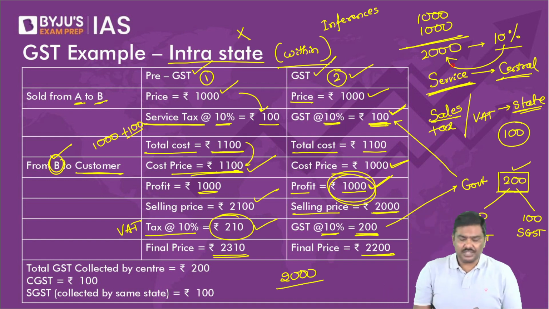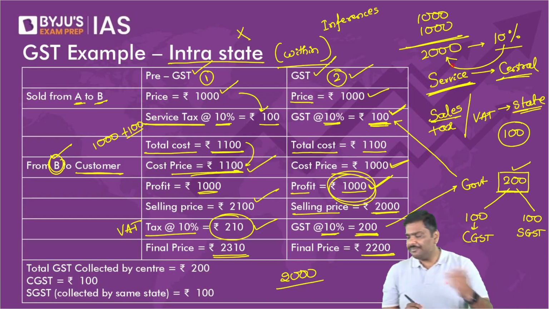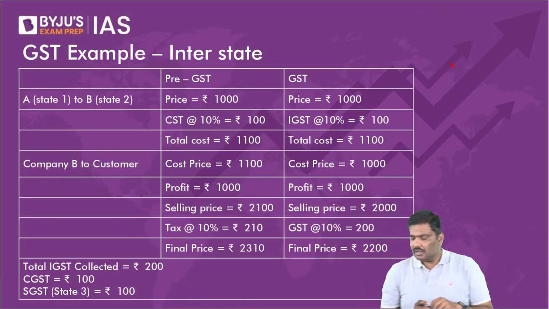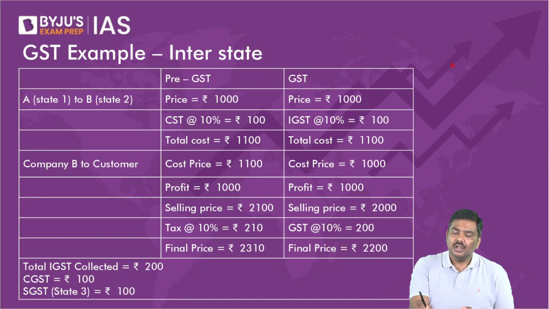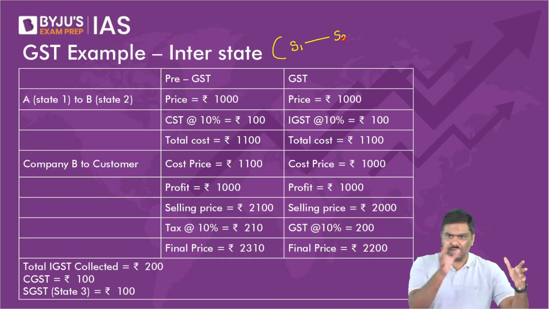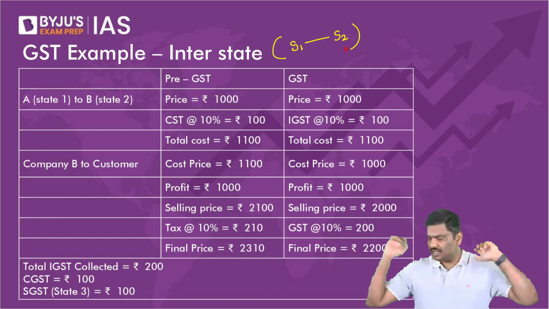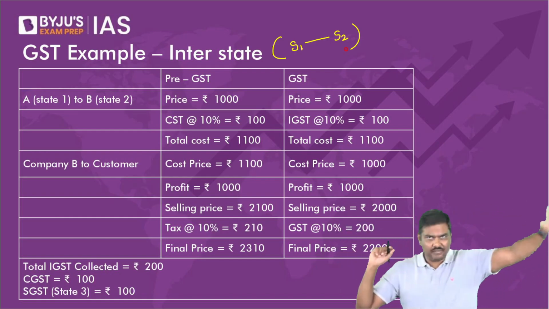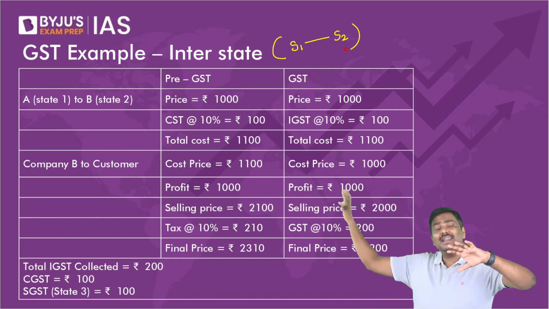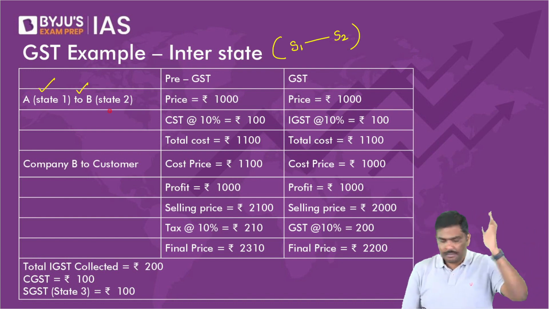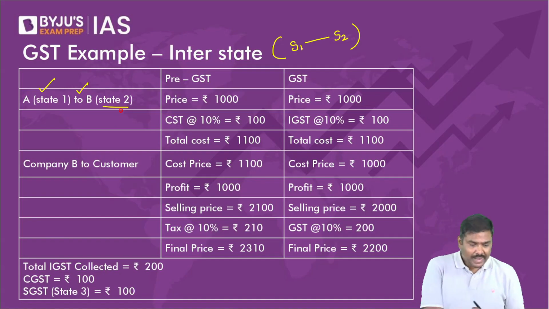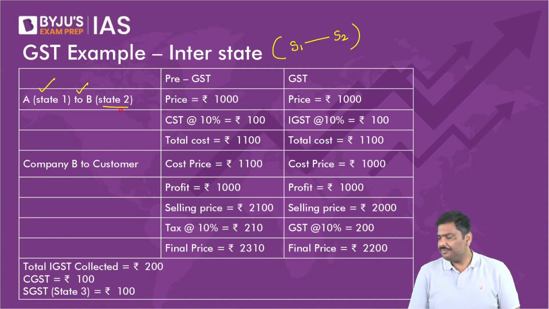This is basically how GST is applicable in interstate. Let me go to interstate. Interstate means one state to another state. Simple. Different states. Production will happen somewhere, and consumption will happen in another state. Simple idea. Now let's say A will sell the product to B. A is in the first state, B is in the second state, and now company B will sell it to the customer. How will it work out?